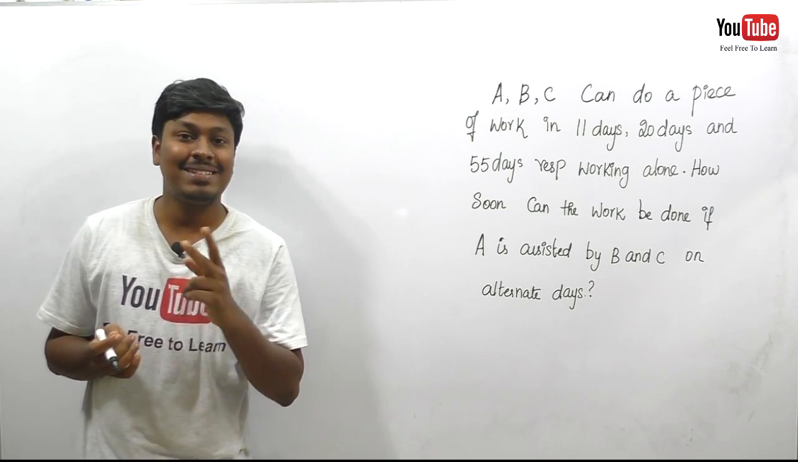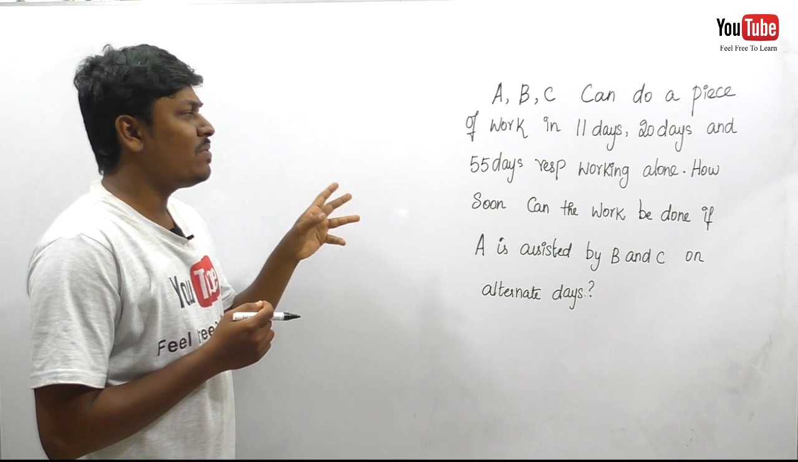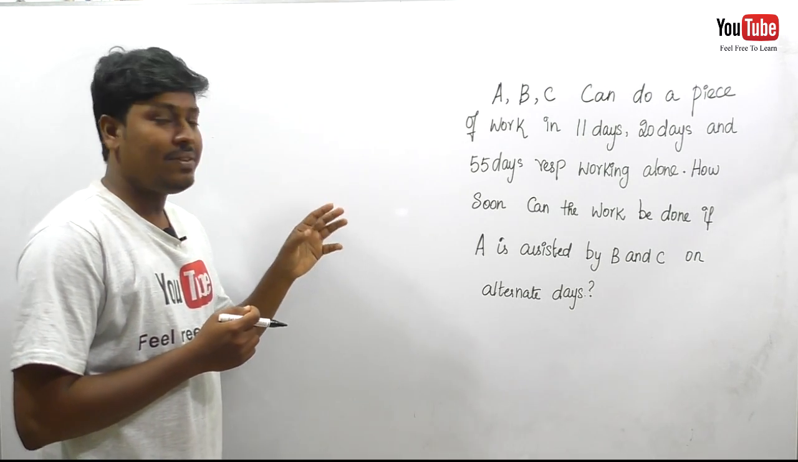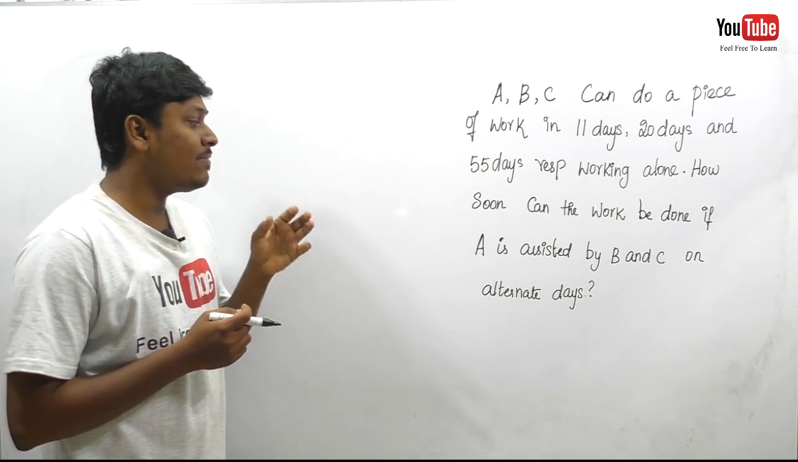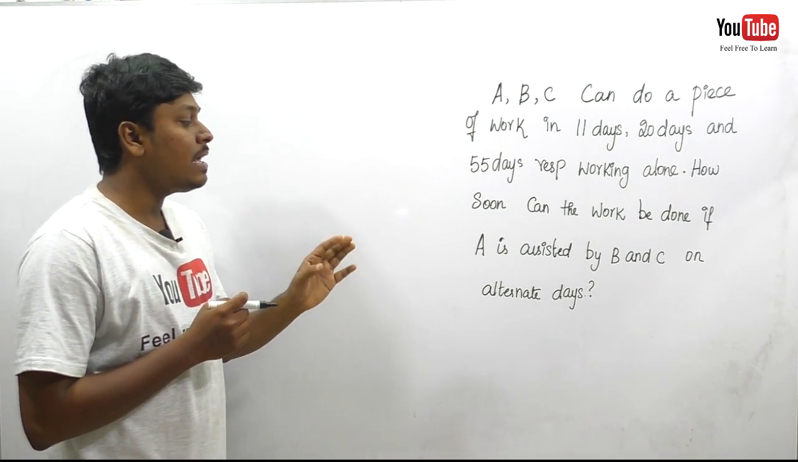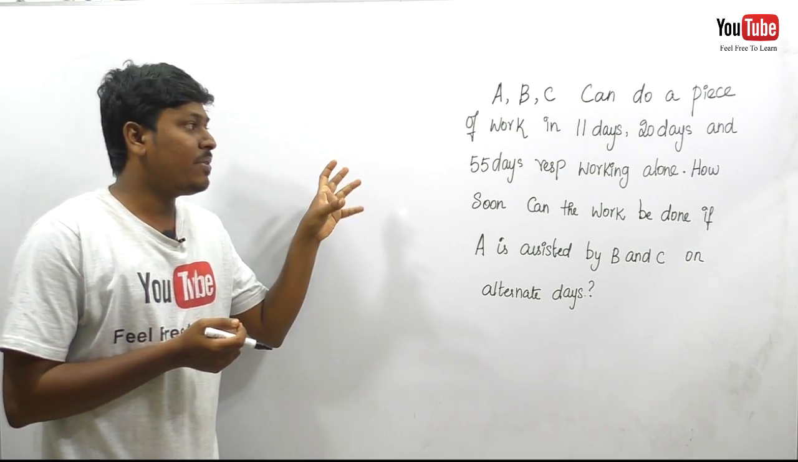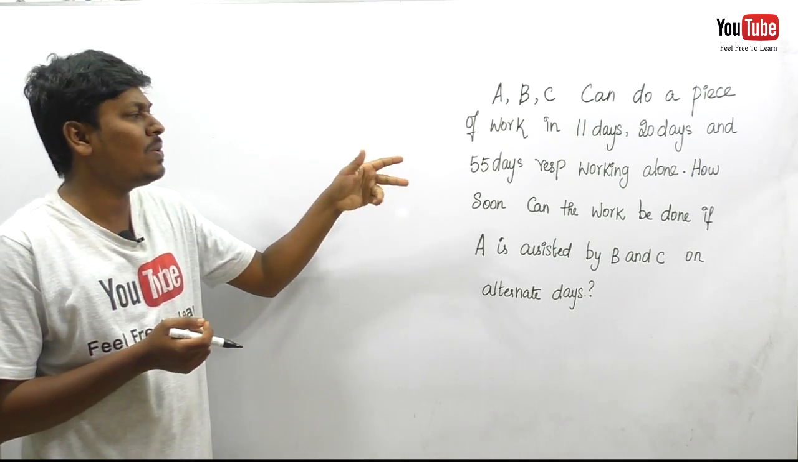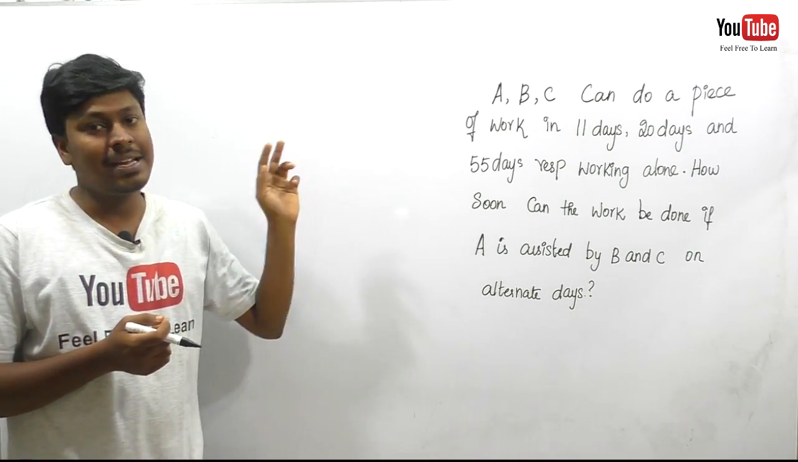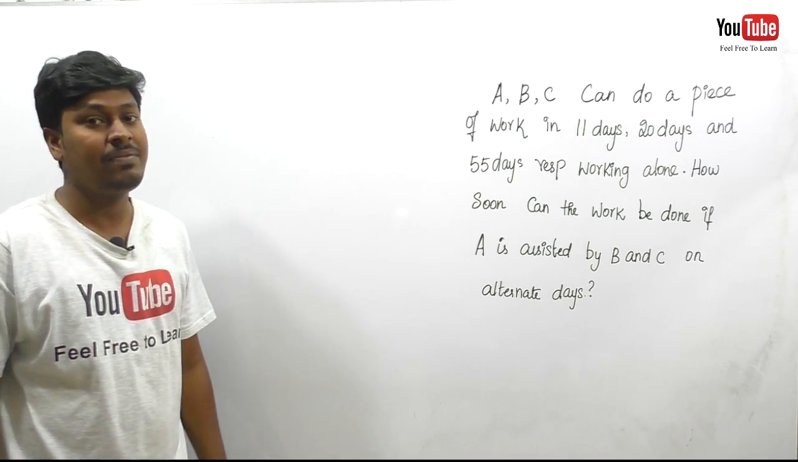Let me move on to the second interesting question. A, B, C can do a piece of work in 11 days, 20 days and 55 days respectively, working alone. How soon can the work be done if A is assisted by B and C on alternate days? So friends, first of all, let me understand the concept of the question. They have given that alone. That means A can complete a piece of work in 11 days, B can complete it in 20 days and C can complete it in 15 days.